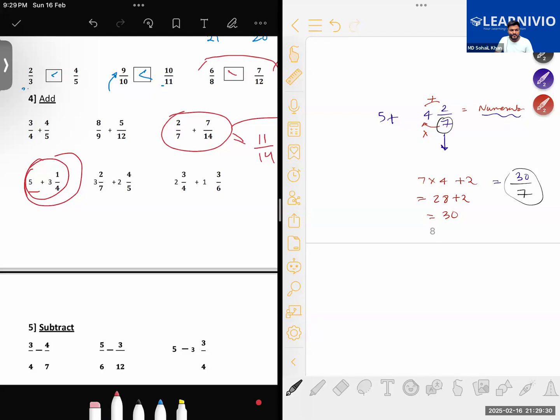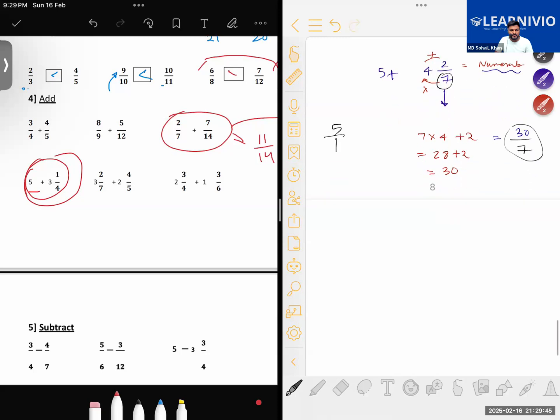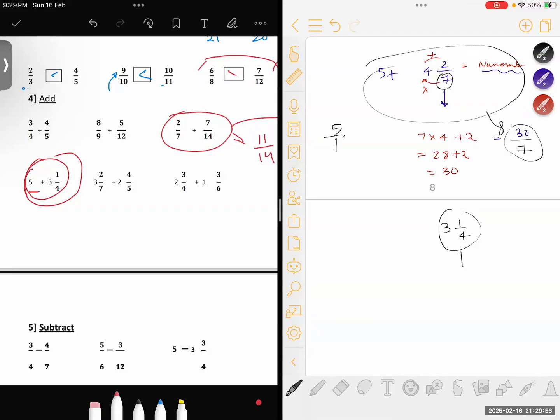I have a doubt. Tell me. You will convert 5 into a fraction. You can write this as 5 upon 1. Then what about 3 1 upon 4? This is together, like, this is a mixed fraction. So just like we have converted it here into an improper fraction, same thing you have to do.